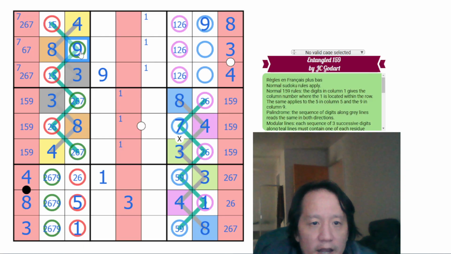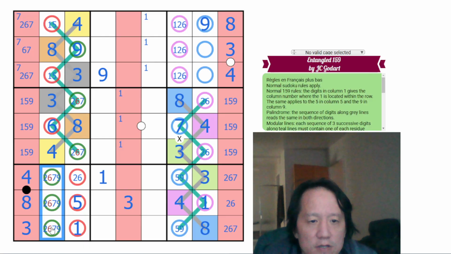Okay, this is 9. Okay, no, that forces this to be 6. So this is 6, which means this can't be 6. This is 2, 7, 9. This is 2 and 7. This is 2 and 7. So this is 6. No 7, no 4, no 8 on these consecutive.